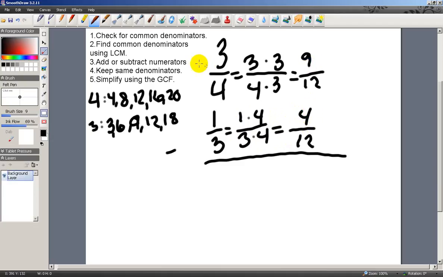Now I add or subtract my numerators. 9 minus 4 is 5. Keep the same denominator. The denominator is 12.